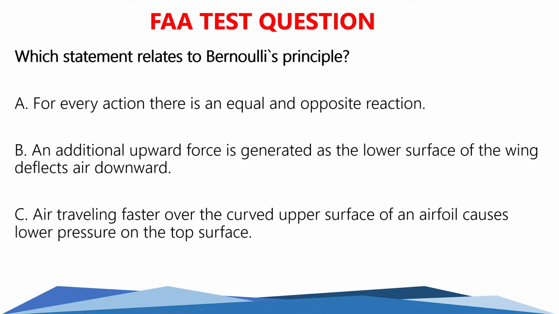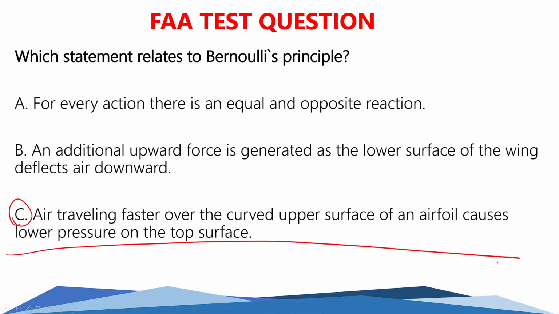All right, let's take a look at it. We got 6% with A, 5% with B, and the majority of the class, almost 88%, with C. So the statement that best relates to Bernoulli's principle, or in this case the only one, is C. Air traveling faster over the curved upper surface of an airfoil causes lower pressure on the top surface. That's the whole point of Bernoulli's principle, right? If anyone said A, that's incorrect because that's actually Newton's third law of motion. Same thing with B as well. It's also incorrect because that's also referring to the third law.